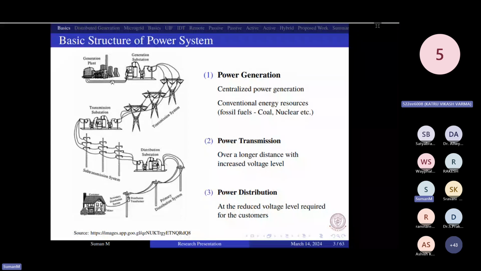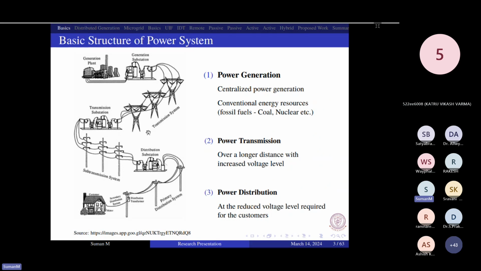When this power is being transferred, it is transferred at a higher voltage and distributed at a lower voltage. That power is transmitted at a higher voltage because we need to reduce the transmission losses. Now, when it comes to the distribution, we are reducing the voltage according to the requirement of the consumers.